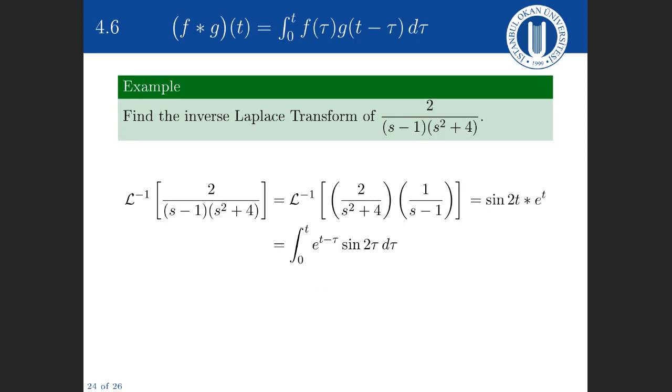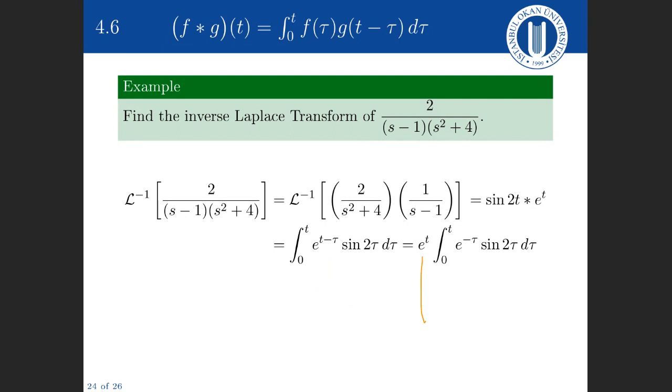Remember, f convoluted with g is the same as g convoluted with f, so it doesn't matter which function we put first, which function we put second in the integral. We do whichever one looks easiest to us. And in this case, it's easier to put the t minus tau on the exponential and just the tau on the sine 2t.